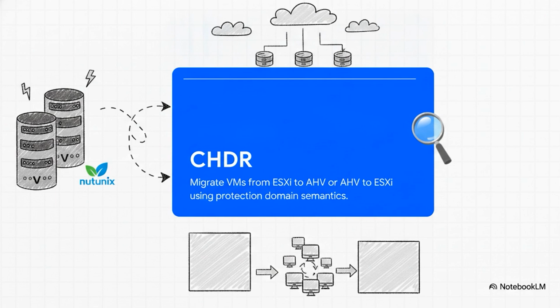It's this incredibly useful capability that lets you migrate your virtual machines directly from one hypervisor over to a completely different one. Specifically, we're talking about taking VMs from VMware ESXi over to Nutanix AHV, or going the other way around from AHV back to ESXi. And the way it pulls this off is by using standard protection domain semantics. Basically, it takes snapshots, replicates those snapshots to your remote cluster, and then spins the VMs up from them.